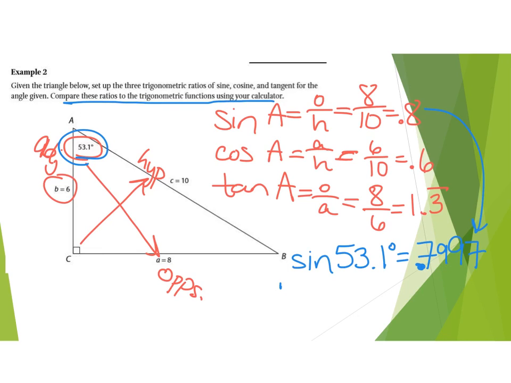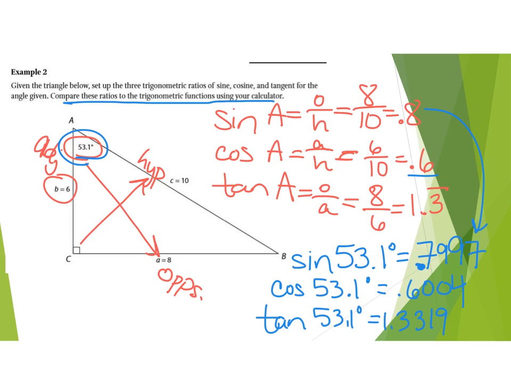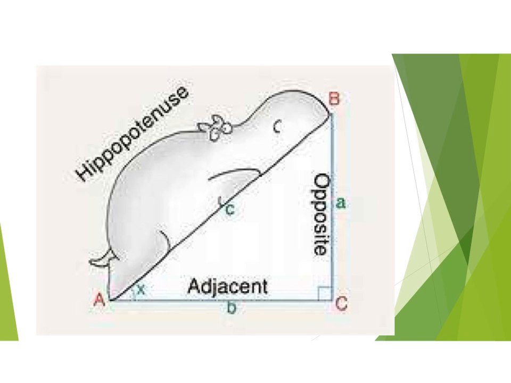long decimal versions. Cosine of 53.1 degrees should spit out this. Again, rounding to 4 places. That's super close to 0.6 exactly. And tangent on the calculator of 53.1 degrees, I got 1.3319. So this was a 1.3 repeating. On the calculator's 1.3319, super close. And this is everyone's favorite trig joke, hippopotenuse.